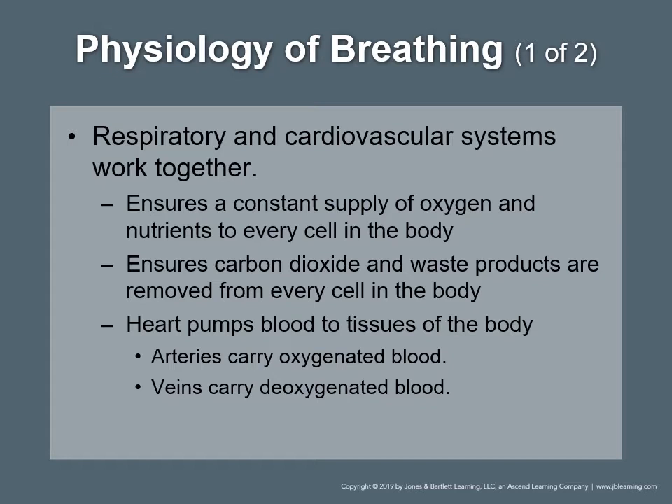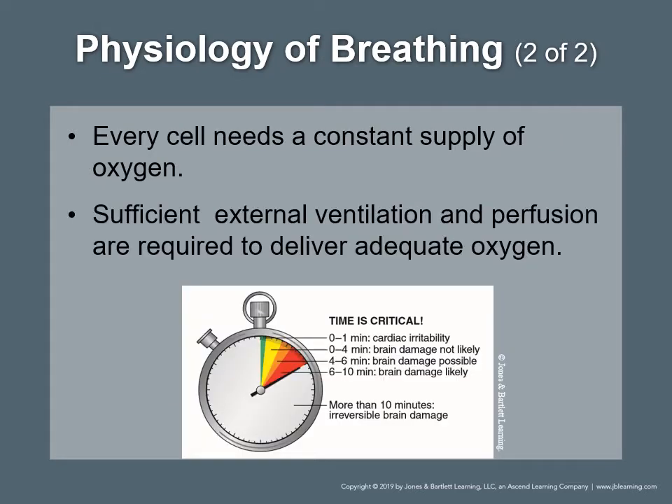When one system is compromised, oxygen delivery is not effective and cellular death could result. Every cell in the body needs a constant supply of oxygen to survive. Sufficient levels of external ventilation and perfusion are required to deliver adequate amounts of oxygen to the tissues of the body.